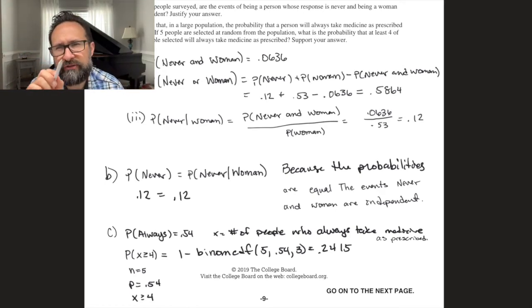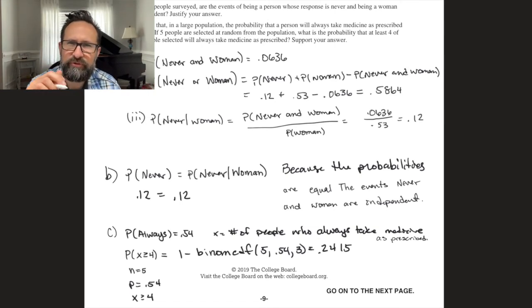4 out of 5, that should be a real clear indication this is a binomial distribution, right? We have that binomial setting. We can say that it's one of 2 answers, a success or failure. Either they always take it or they don't, right? The probability of success in this case is always 0.54. That people taking medication, that's an independent event. If you take medication, it always doesn't affect me, right? And I have a specific number of trials. That's the part that's unique in this example.